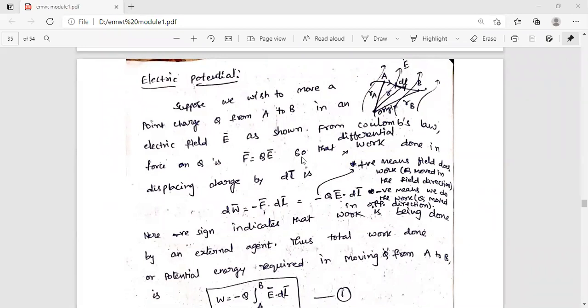So today's class is about electric potential. Yesterday there was a meeting, so I could not take the class.